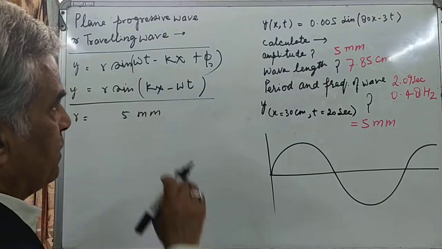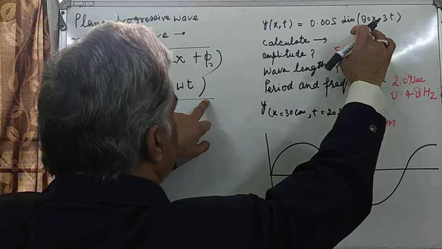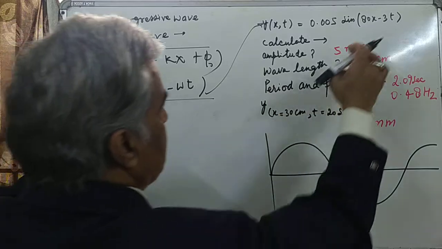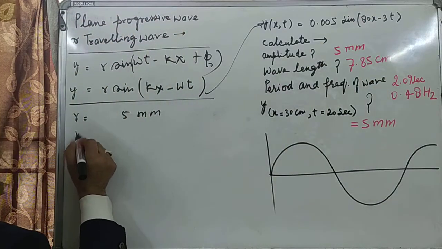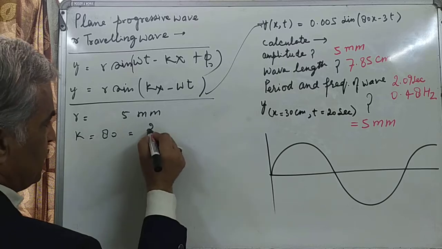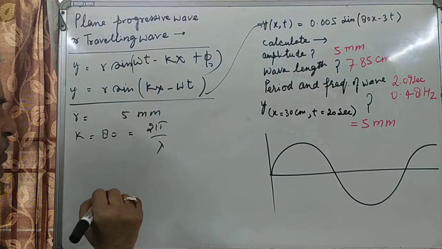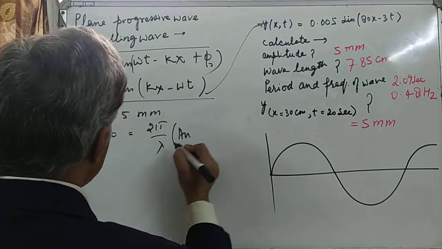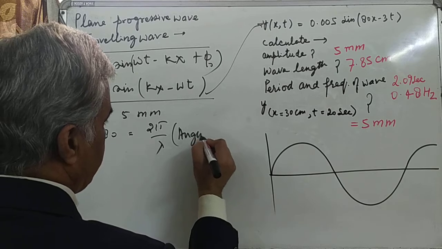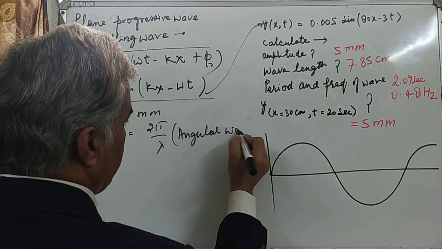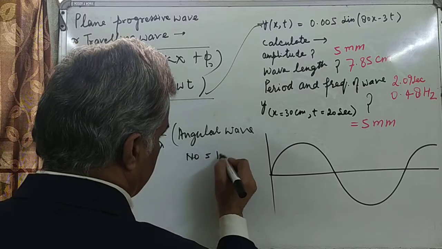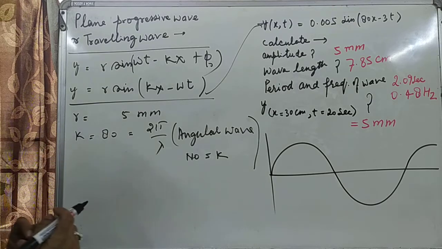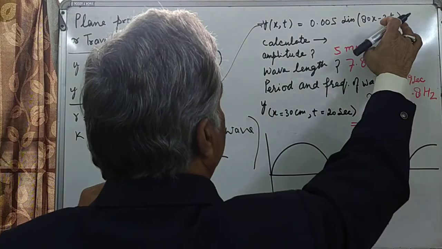And omega, this equation corresponds with this. So k is 80. Here k is 80 and k is 2 pi by lambda. This k is called the angular wave number. Out of this you will find the lambda.